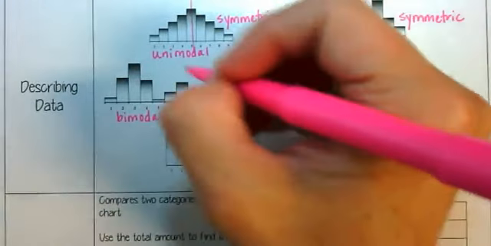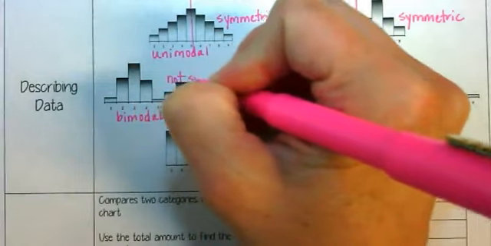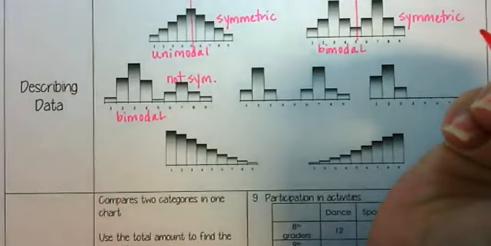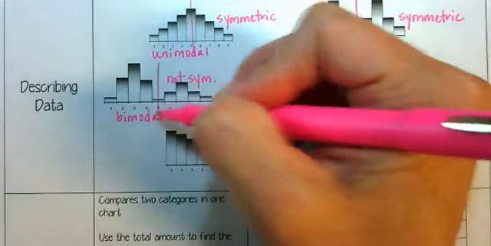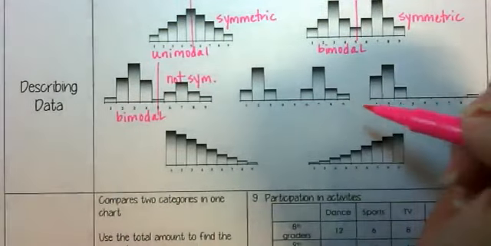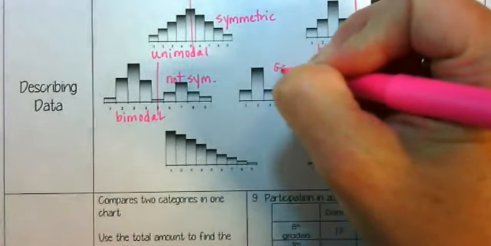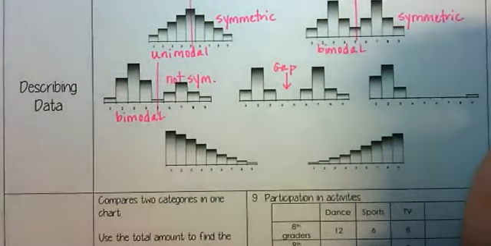But I would say that this one right here is not symmetric, because if I cut this in half, it's not reflected. All right, this one right here, the purpose of this is to show that there is a gap. So we want to make sure that we don't skip numbers. We need to show all the numbers, and if there's something that's missing, that's okay. We can have a gap.